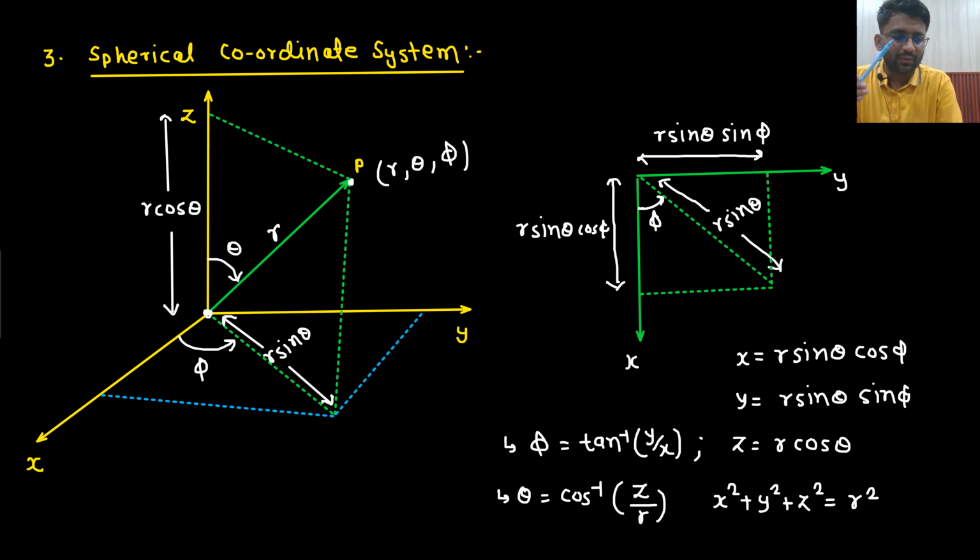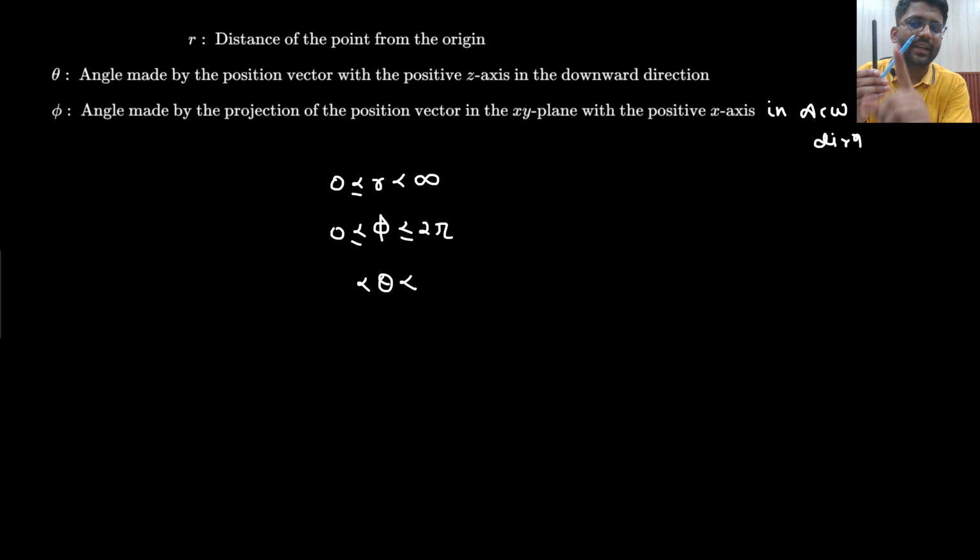What is the definition of theta? Just look at the definition. The definition of theta is the angle made by the position vector with the positive z-axis in the downward direction. Listen to me very carefully. The angle is 45 degrees, then 90, then 135, then 180. When I reach this point, someone would say, sir, the angle has become 215 degrees, which is greater than 180. No. The definition says the angle made with the positive z-axis in the downward direction. So now the angle is again 135 degrees.